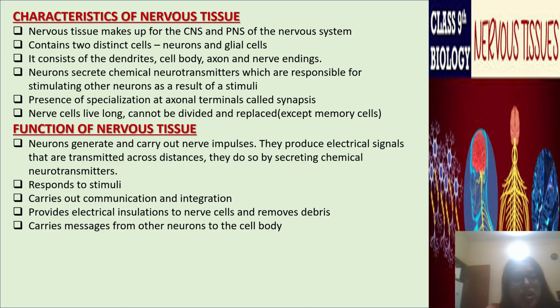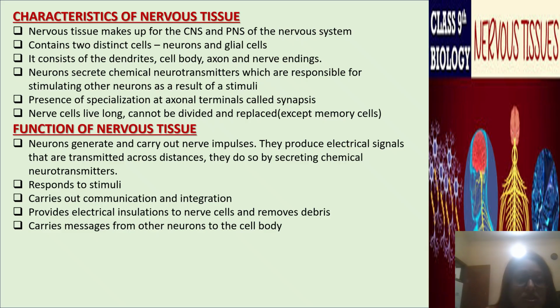Next, characteristics of nervous tissue or nerve tissue. Nervous tissue makes up the central nervous system and peripheral nervous system. Contains two distinct cells, that is neurons and glial cells. It consists of the dendrite, cell body, axon and nerve endings. Neurons secrete chemical neurotransmitters which are responsible for stimulating other neurons as a result of a stimulus. And presence of specialization at the axonal terminus called synapses. Nerve cells live long, cannot be divided and replaced except memory cells.